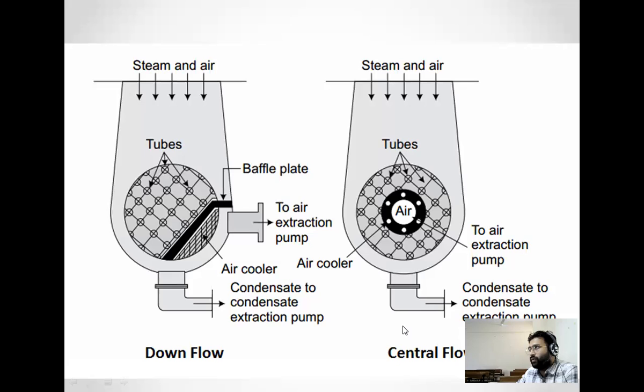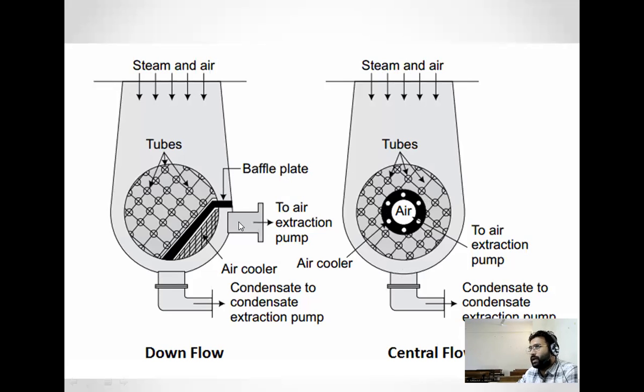And second is central flow. In central flow, what happens? Steam and air first pass in the downward direction, then steam is converted into water. The water is collected at the bottom, and the air is collected from the central direction.